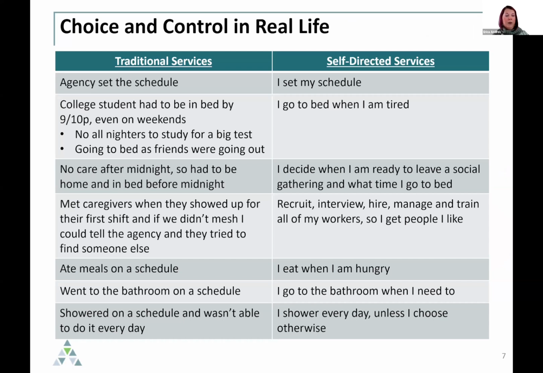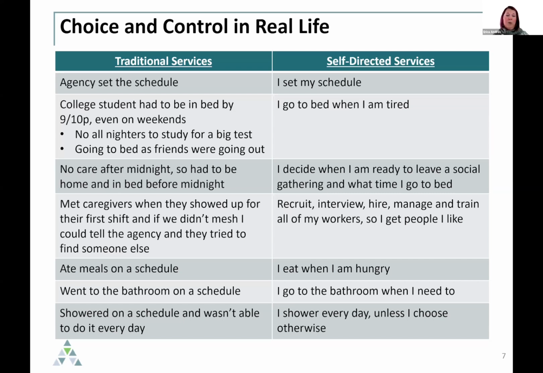When I was in college and using the agency, the agency set the schedule. I was going to bed by 9 or 10 p.m., even on the weekends. So I couldn't pull that all-nighter to study for a big test or do that big project. And I was going to bed just as my friends were going out for a wild night. One semester, I even had to get up at 5 a.m. because I had a 7 a.m. class, and that was the only time they could get me up. So I was getting up just as my friends were getting in from a wild night of partying.